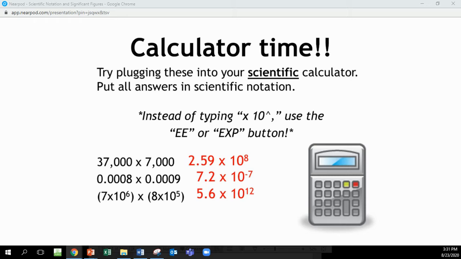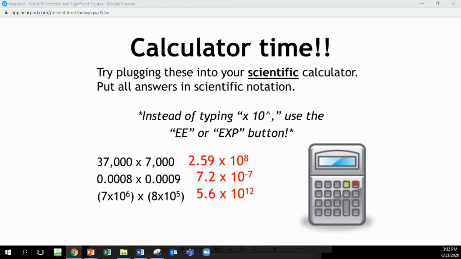Some of the calculators have a times 10 to the whatever button. If you have that button, you may use that as well. The one thing I do not want you to do is actually manually enter times 10 to the little caret and then the 8, because you will make mistakes. If you choose to enter that way, you need to make sure you always have parentheses around your entire number.